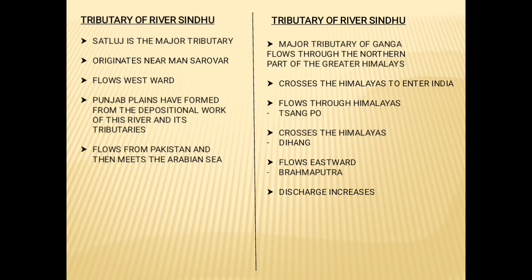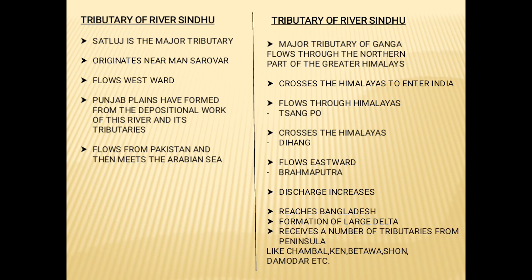From time to time, Ganga meets its tributaries, hence its discharge increases. Ganga receives Brahmaputra as its tributary in its lower reaches in Bangladesh. The huge volume of water and huge deposition has led to the formation of a large delta. Besides these Himalayan rivers, Ganga receives a number of tributaries from the Peninsula like Chambal, Ken, Betwa, Shon, Damodar, etc.